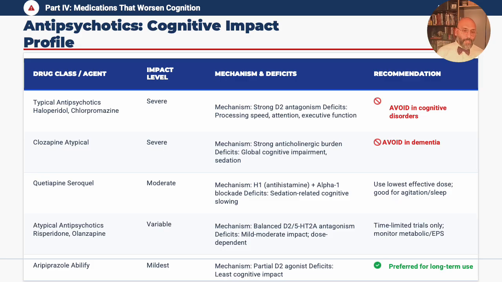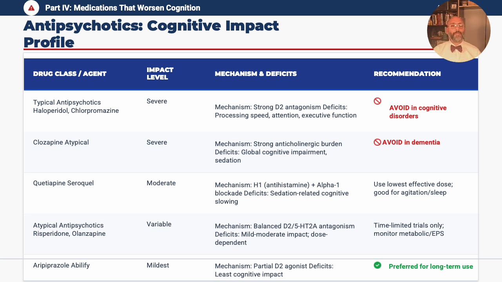This is why clozapine should be avoided in dementia. Quetiapine falls into a moderate range group. Its cognitive effects are largely sedation related through H1 and alpha-1 blockade. So use the lowest effective dose. It can be useful for agitation or sleep, but the dose creep matters here.